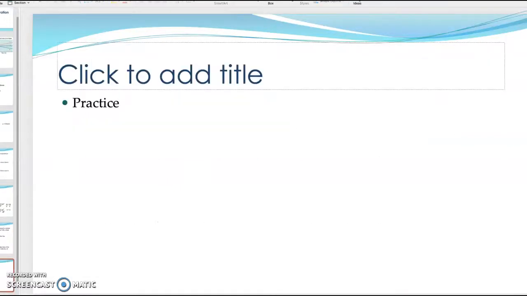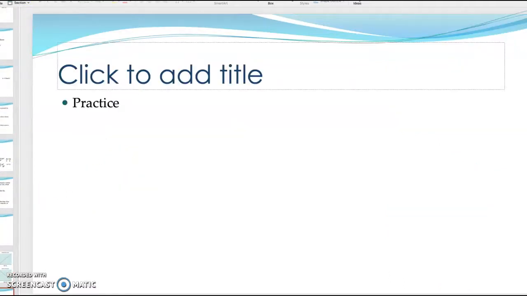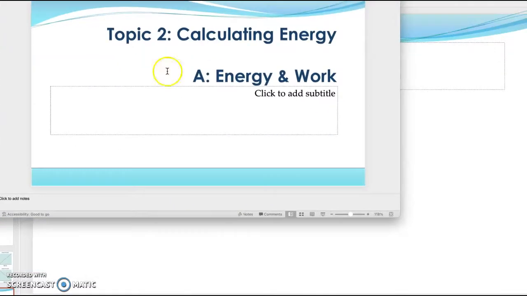Practice, practice textbook. Here's some graphs that we'll look at a different day, and more practice. We still have 5 minutes, so let's see what was in the other one. Calculating work and energy.